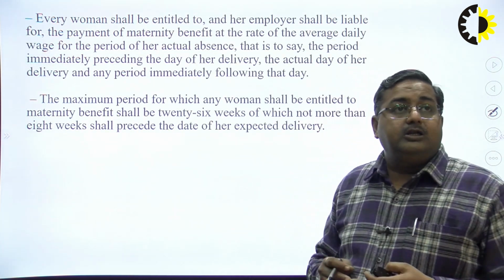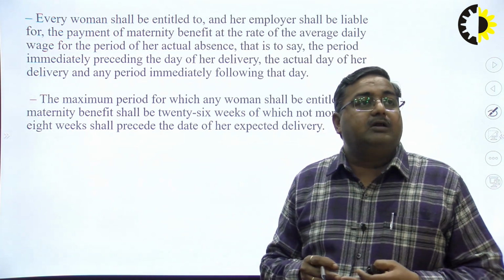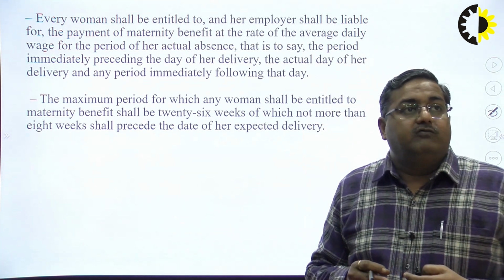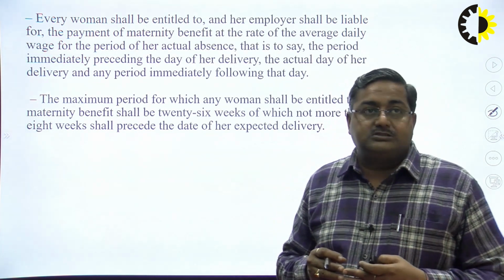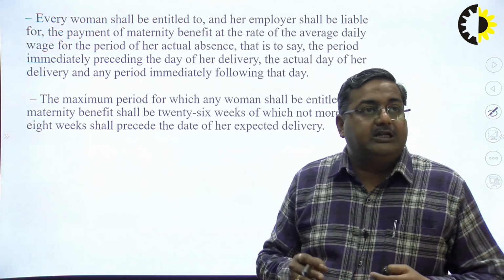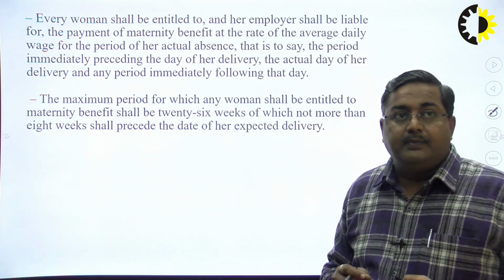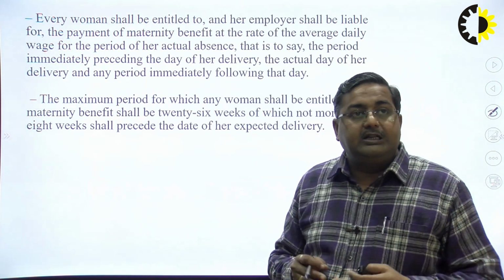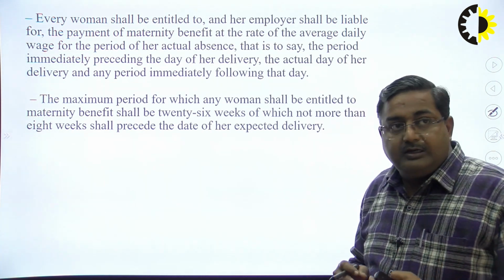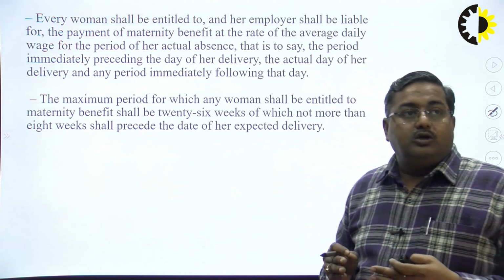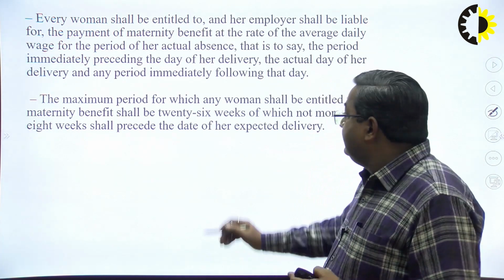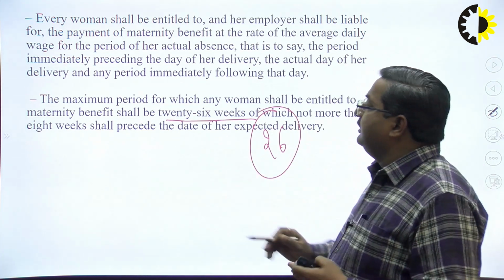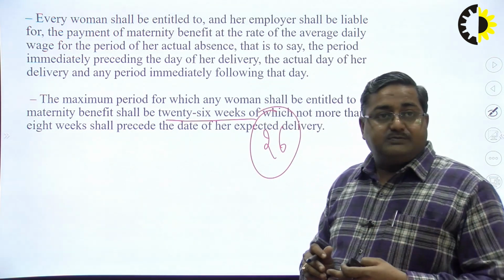Every woman shall be entitled to, and her employer shall be liable for, the payment of maternity benefit at the rate of average daily wage for the period of her actual absence, that is to say, the period immediately preceding the day of her delivery, the actual day of her delivery, and any period immediately following that day. The maximum period for which any woman shall be entitled to maternity benefit shall be 26 weeks, of which not more than 8 weeks shall precede the date of her expected delivery.